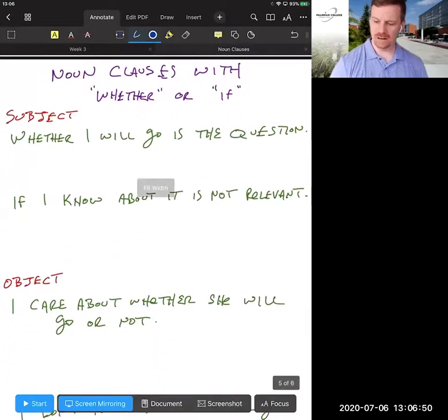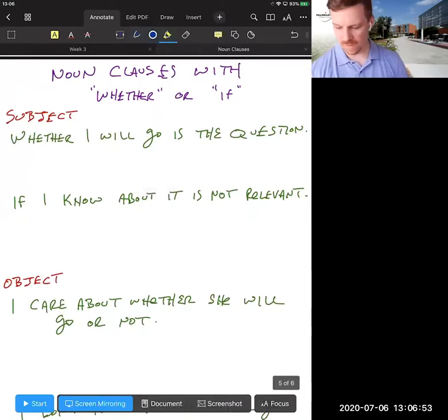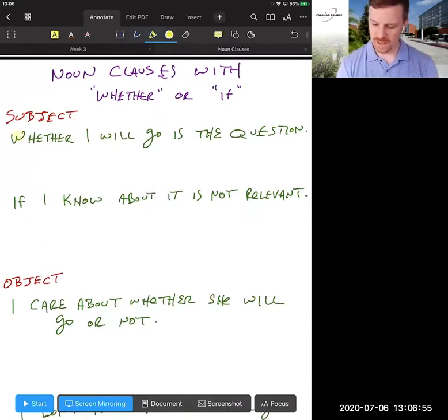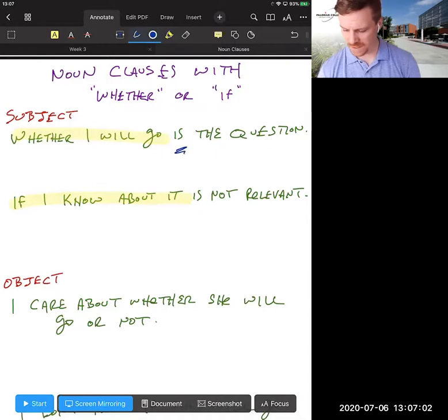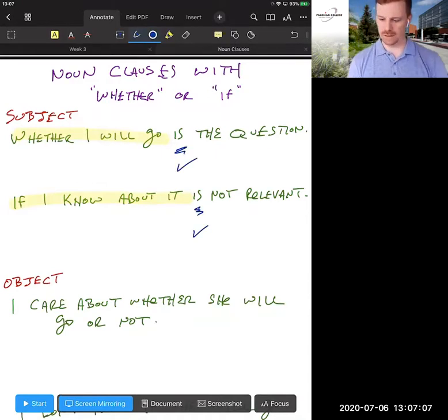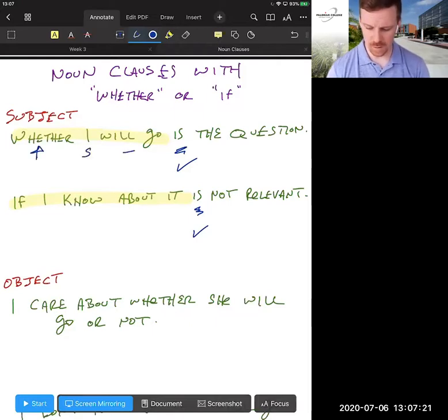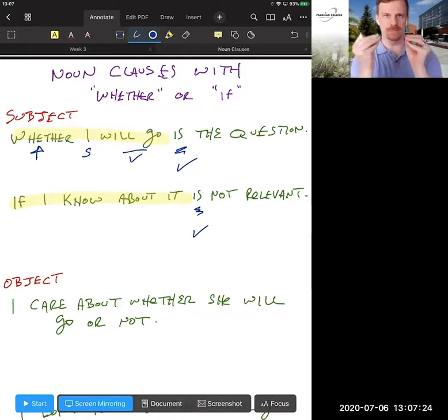Our third piece here is noun clause with whether or if. Again, you can use it as the subject, whether I will go. If I know about it, those are the subjects of the sentence because the main verb in both sentences is. So everything before the main verb becomes the noun clause. Whether I will go is the question. Again, you could say something is the question. Get rid of something, put in a noun clause. Same rule as before, noun clause marker word plus subject plus verb makes your noun clause, okay?